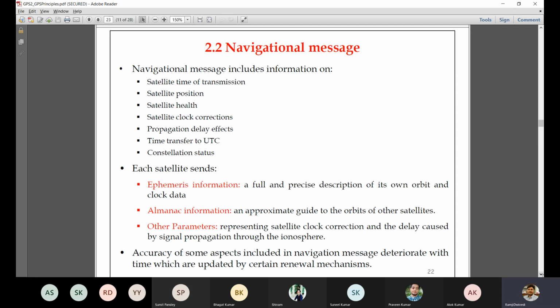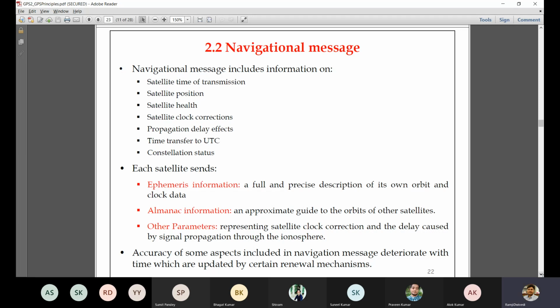So the navigation message includes information on, again, satellite time of transmission, satellite position, satellite health, clock, propagation delay, time transfer to UTC, constellation status. In summary, three kinds of information are available. One is ephemeris information, another is almanac information, another is other parameters required for identifying the satellite clock correction and ionospheric delay information.